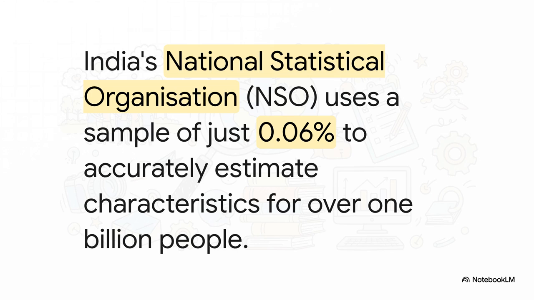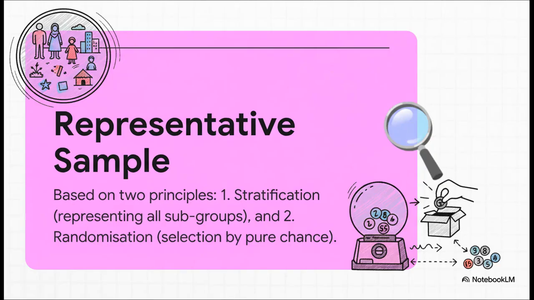India's National Statistical Organization, the NSO, uses a sample of just 0.06% of the population to accurately figure out what's going on with over 1 billion people. That's the magic of sampling, right there. A small, super carefully chosen group can tell you all about the whole. But how do they make sure that tiny sample is actually scientific and not just a fluke?